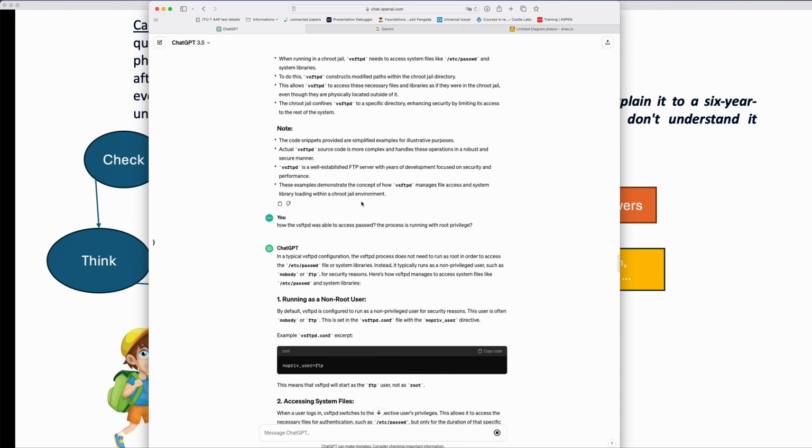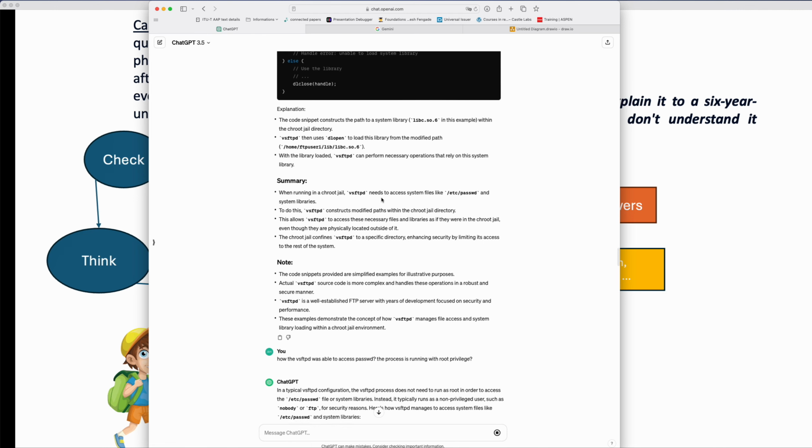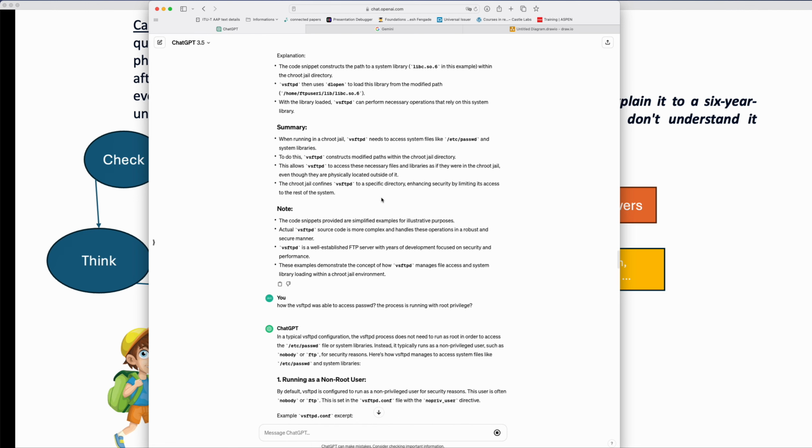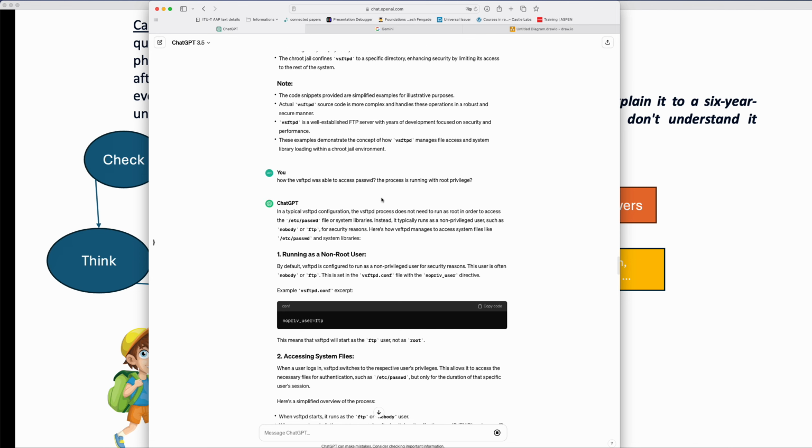I continue. The answer mentioned something related: that the tool is launched with root privilege, and so on. Then I came up with another question, about how this tool is jailed but at the same time is able to access sensitive files like passwd, because the tool needs to access passwd in order to do the authentication. Remember, the user accounts are stored in the passwd file.